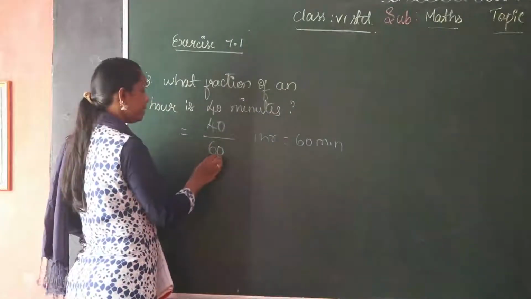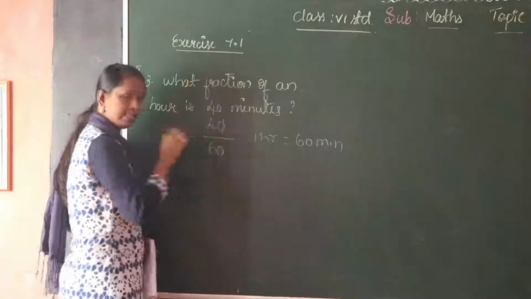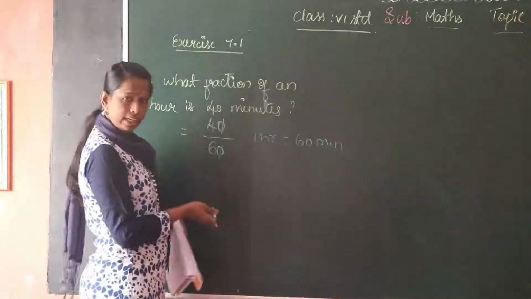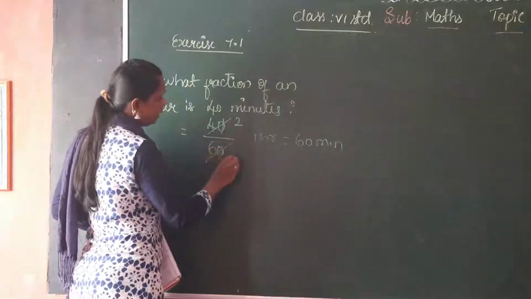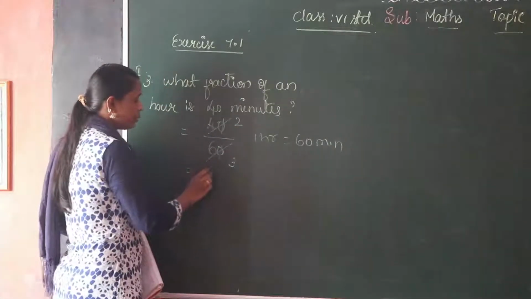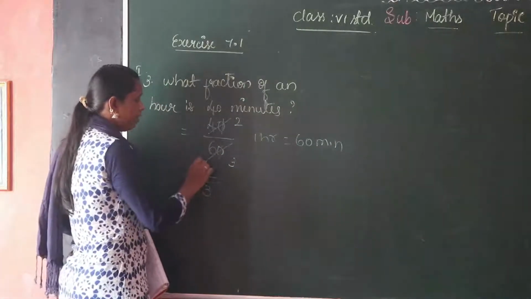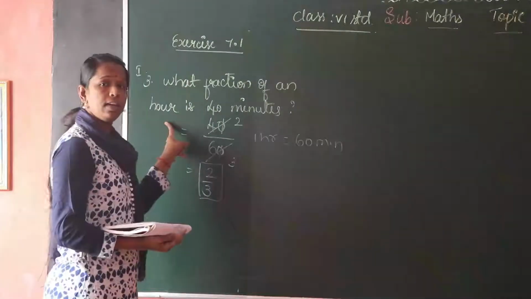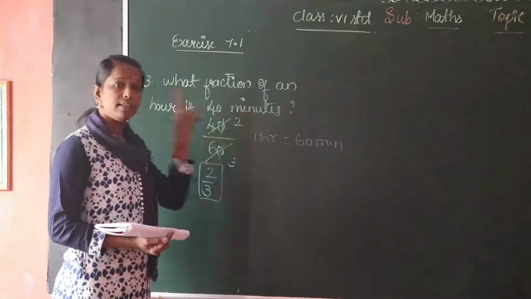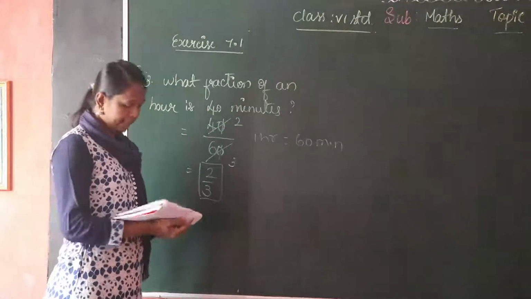So 40 by 60, here 0 gets cancelled, or you can directly divide by 20. 20 twos are 40, 20 threes are 60. The answer is 2 by 3. The fraction of an hour that is 40 minutes is 2 by 3.